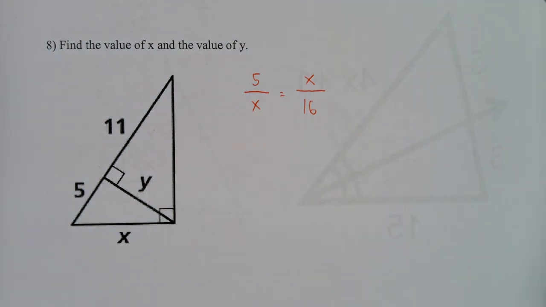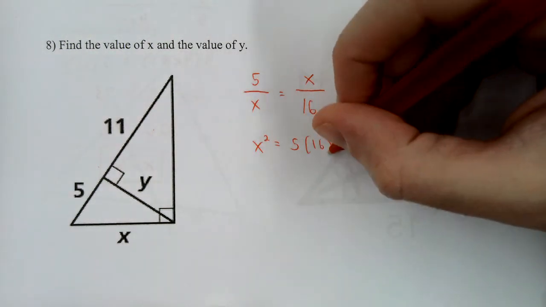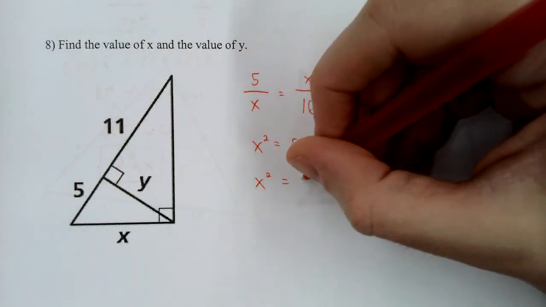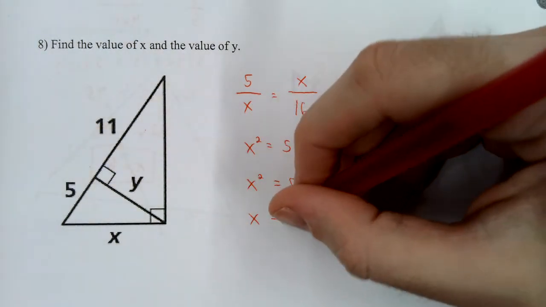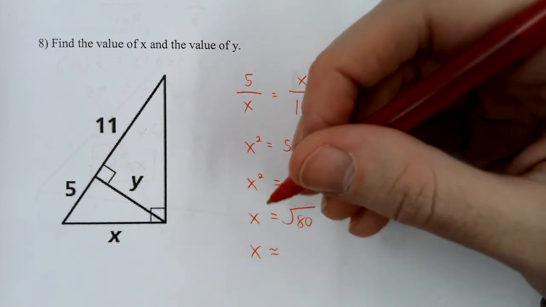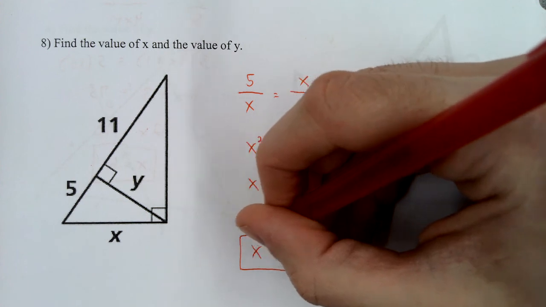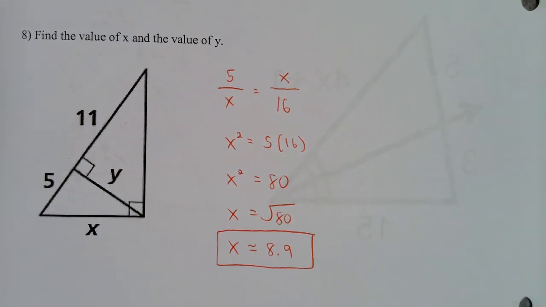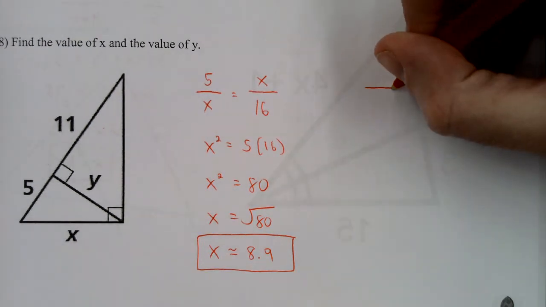Cross multiply. X squared equals 5 times 16. X squared equals 80. So x equals the square root of 80. And you can get that in your calculator. Approximately 8.9. Okay, so that was solving for a leg. Now we're going to solve for y, which is the altitude.